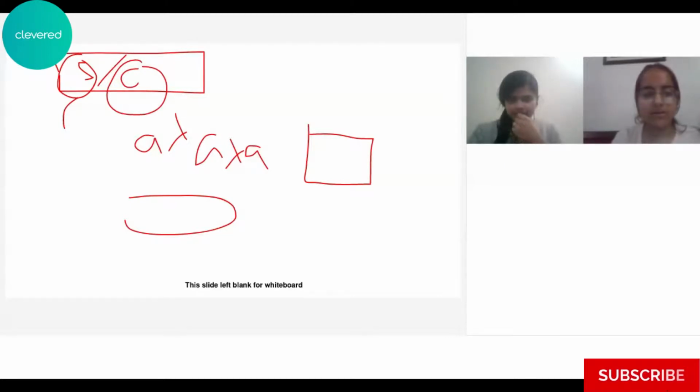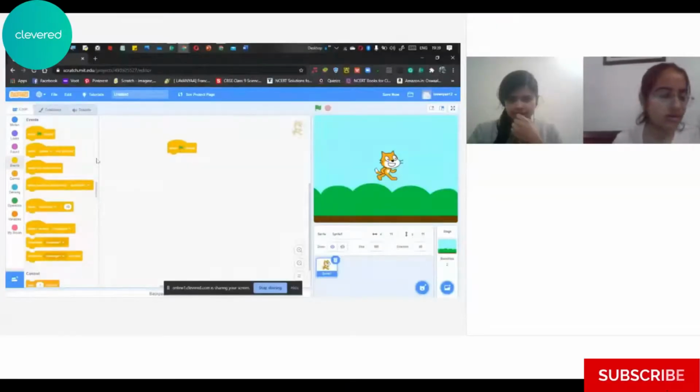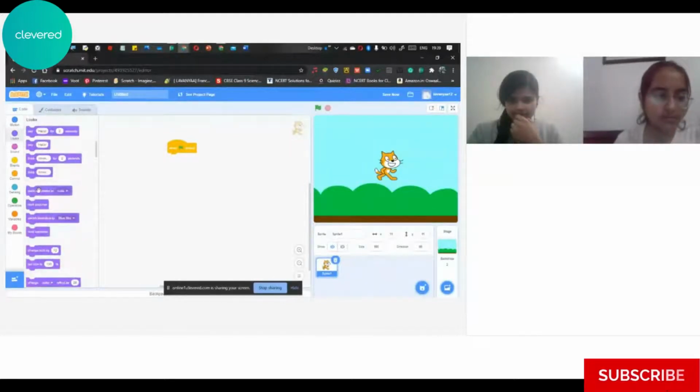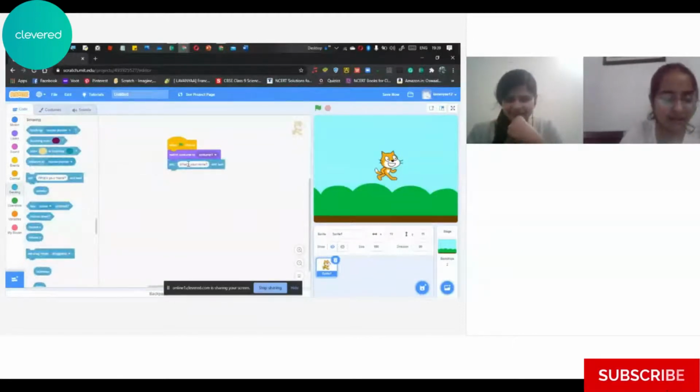So first we will start. Then we will add the switch costume block here. Okay, and so our default costume is this cat sprite, right? Costume 1. Yeah, perfect. Then we will add our favorite block, the ask block. That's my favorite. And here we will ask the user to choose between the shapes.